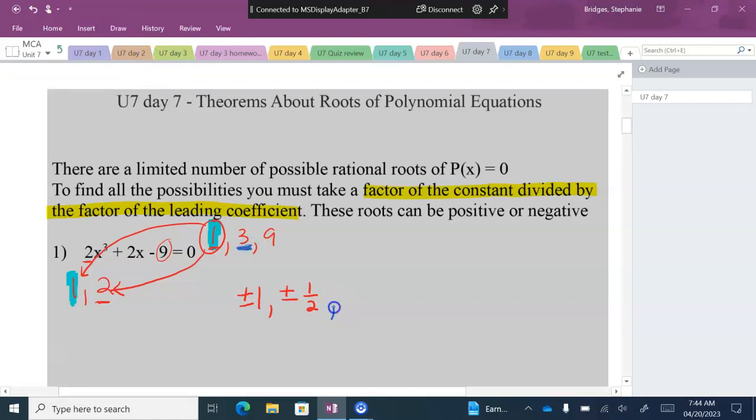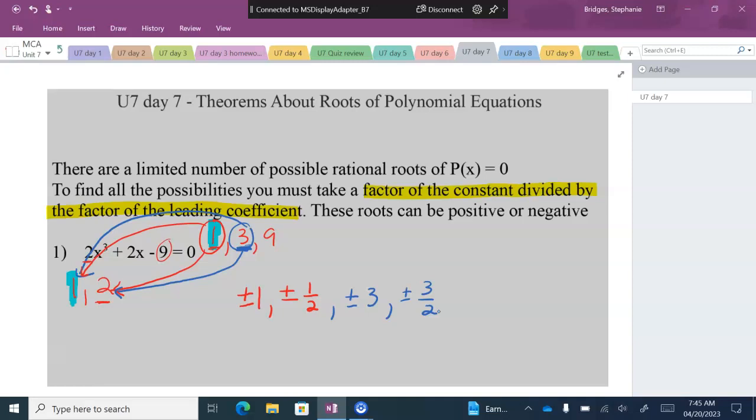So then I go to the 3, and I'm going to repeat the process with the 3. It's going to be plus or minus 3 over 1, which is just 3. And then we're going to do plus or minus 3 over 2, which we just leave as a fraction, 3/2. So I used the first factor of 9, which was 1, and I did it over both of the factors of 2. Then I used the second factor of 9, and I did it over both the factors of 2.